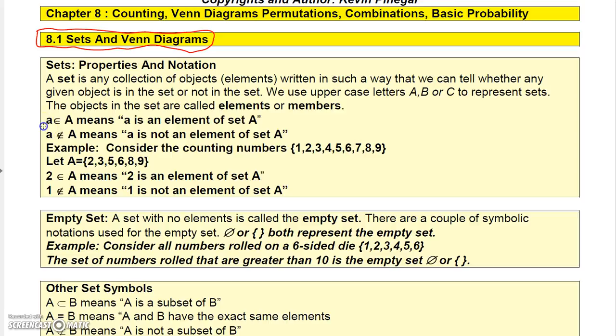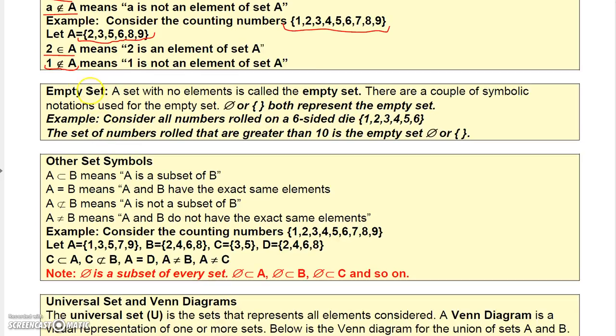So let's talk a little bit about notation. Little a, and this symbol here means is an element of capital A. So that basically means whatever little a is, it's in the set capital A. And this just means little a is not an element of the set capital A. So for example, if I consider the counting numbers 1 through 9, and let's say set A are the numbers 2, 3, 5, 6, 8, 9, then 2 would be an element of A, because 2 is in the set, and 1 would not be an element of A because 1 is not in the set A.